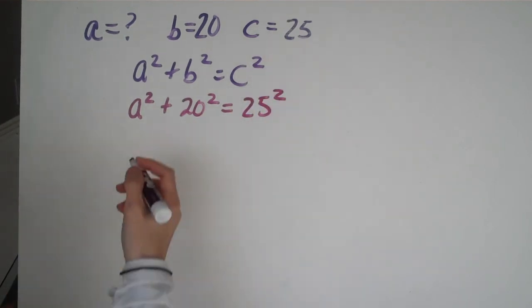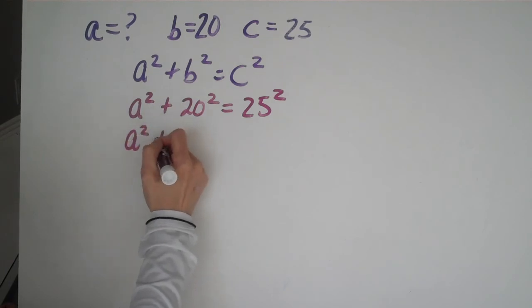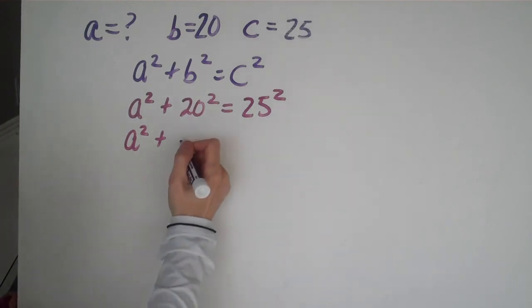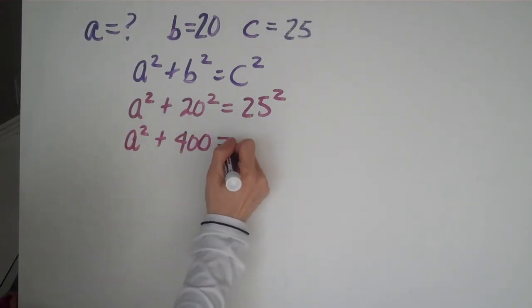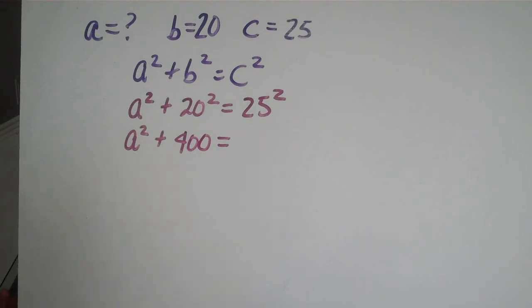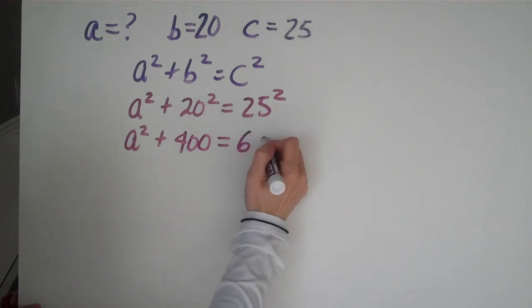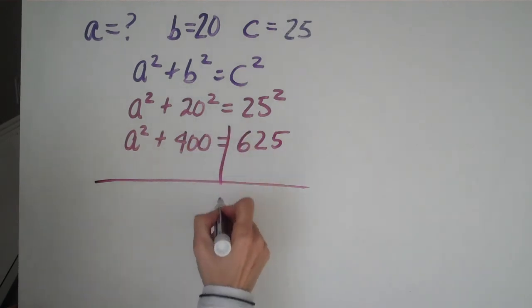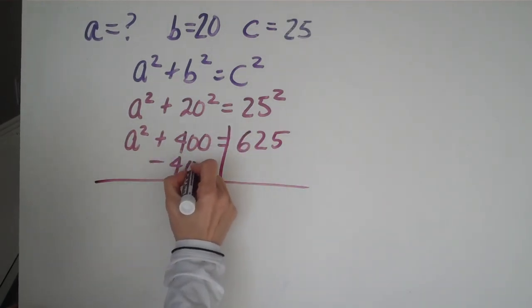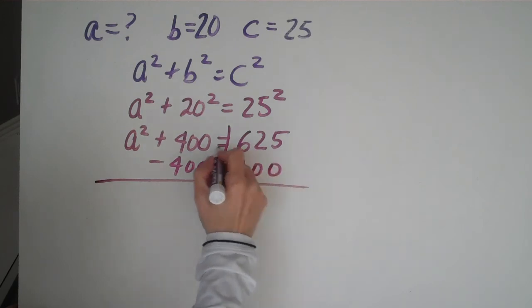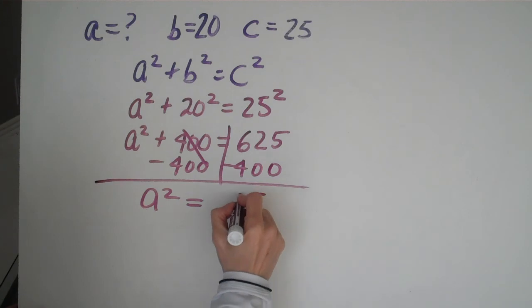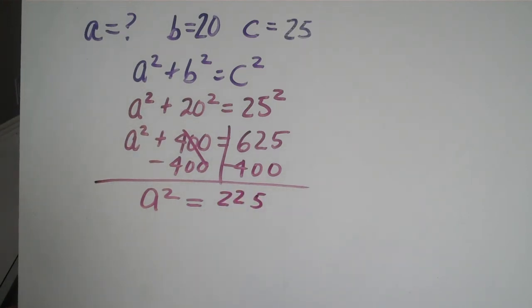Okay, so let's see what we can figure out. We have a squared plus 20 squared, which just means 20 times 20, and 20 times 20 is 400, equals 25 squared, and 25 times 25 is 625. Okay, so now what do we have? We have a one-step equation, don't we? We subtract 400 over here, subtract 400 over here, cancel this out, and do the subtraction: a squared equals 225.